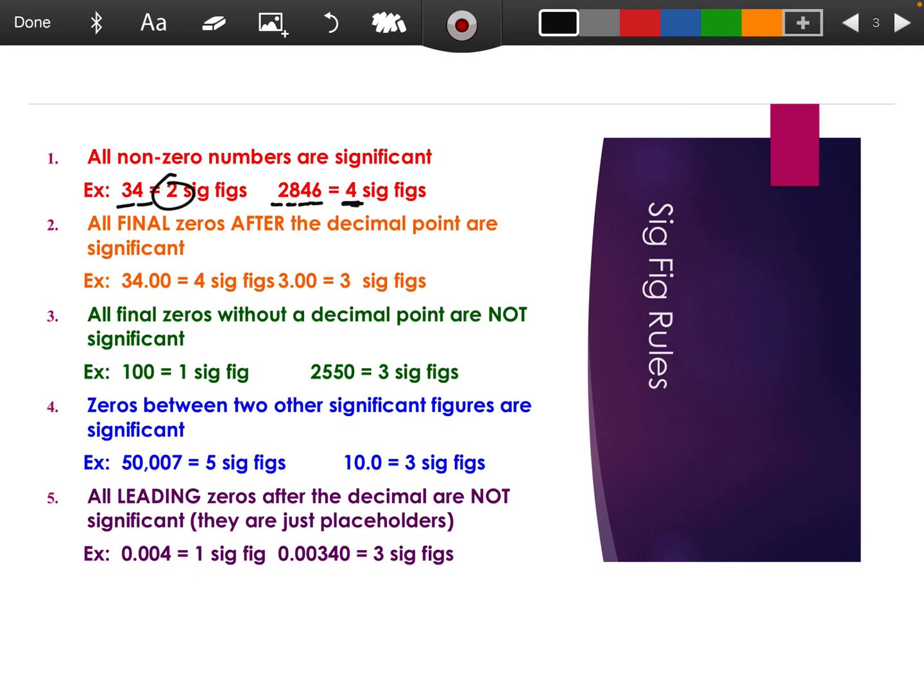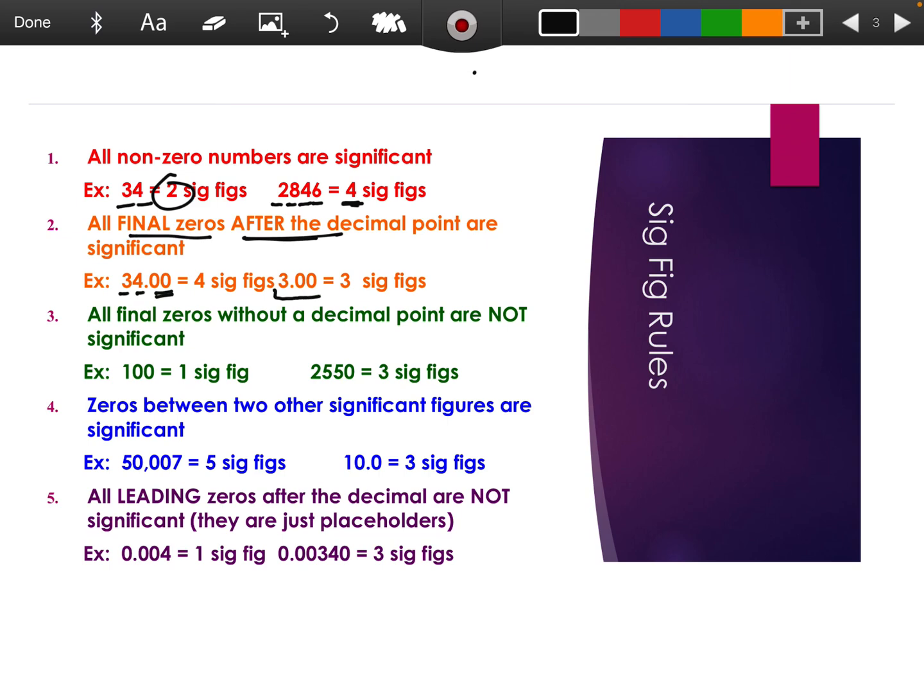All right, rule number 2 says that all final zeros, so final zeros are zeros that come at the end of the number and after the decimal place, are significant. So it has to be at the end of the number and after the decimal. In the example, 34.00, the 3 counts, the 4 counts, because they're not zeros. These zeros would count because they are at the end of the number and after the decimal.